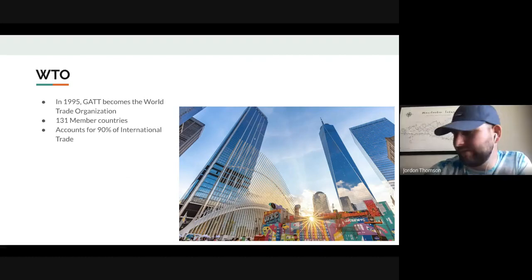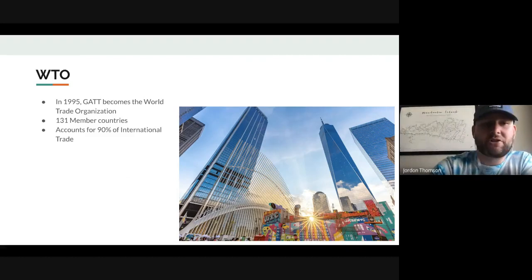You'll see this throughout the course of your social studies career going forward, and in the news, if you read about this stuff. World Trade Organization, you can assume that they regulate international trade. Okay, so 90% of international trade takes place among the 131 member countries, all the main ones, all the big ones.